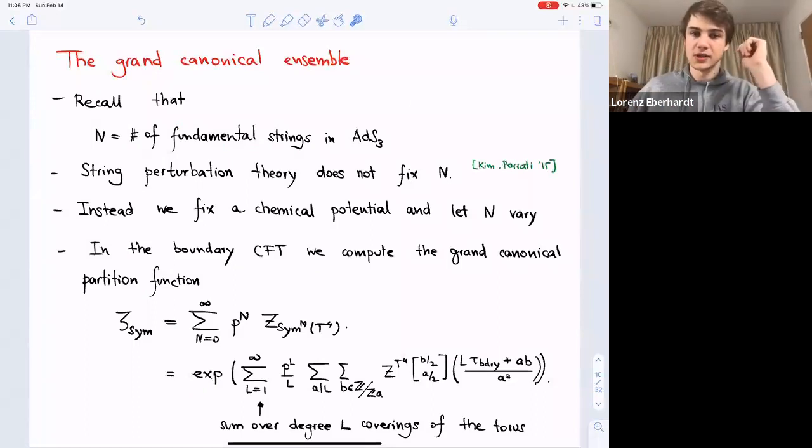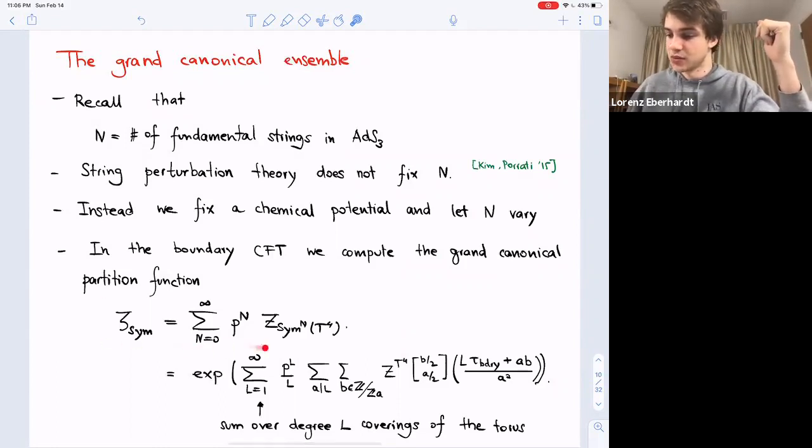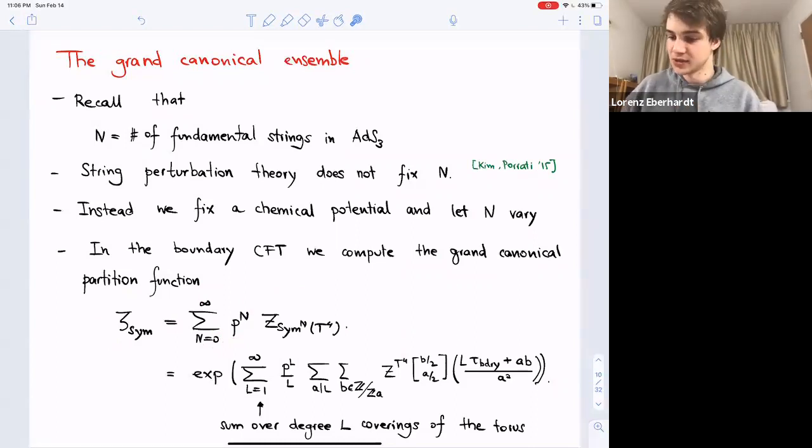What you can do instead is to fix a chemical potential that is conjugate to n, and let n vary. So from the boundary point of view, what we are doing is simply to consider the following combination of partition functions. What we're computing is really this grand canonical partition function where we sum over all the n's and weight them with some fugacity variable. So this is also the object that we want to reproduce from string perturbation theory in some way.